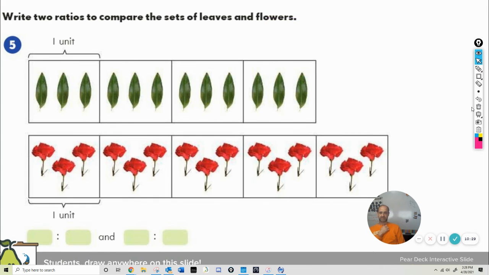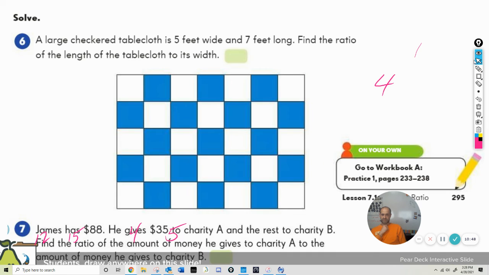All right. How many sets of leaves? 1, 2, 3, 4 sets of leaves. Oh wait, you got 12 leaves to 15 flowers, or you got 4 trios of leaves and 5 trios of flowers. Just like that. All right, last page. Find the ratio of the length to its width. Well, the length is 7 and the width is 5. Literally, that's it.